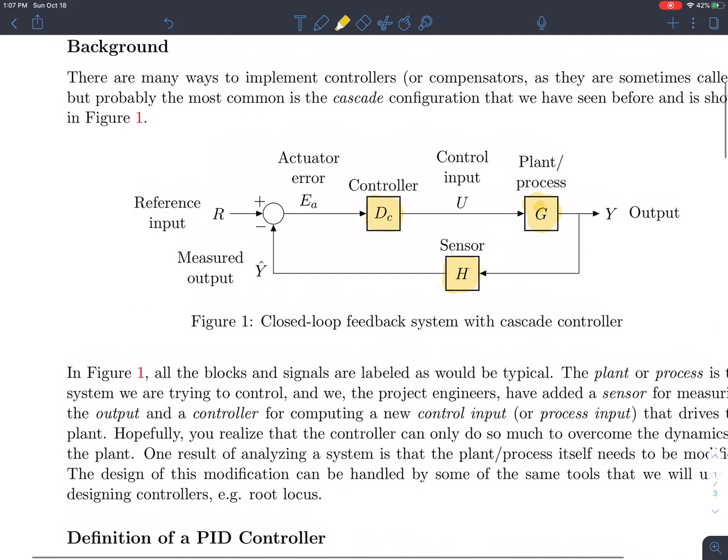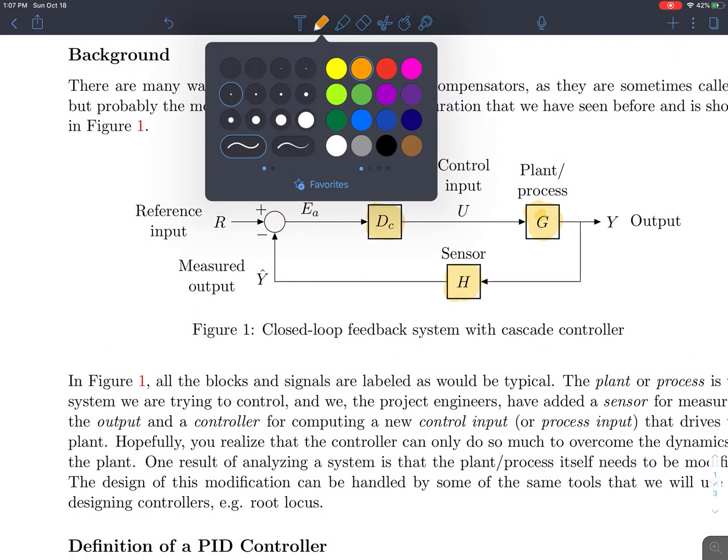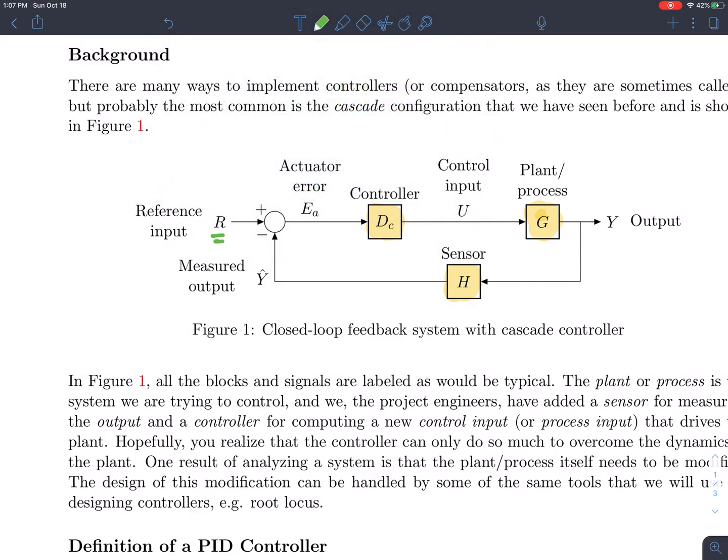So, we've talked about this several times. You have a reference signal, R. This is in the Laplace domain, so R of S. And you take the output as measured by the sensor, or there might be something that's proportional to the output. Anyway, you have a Y hat, and you can view this as the control error signal.